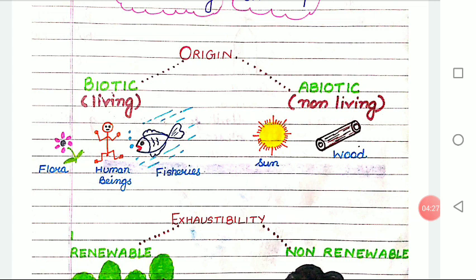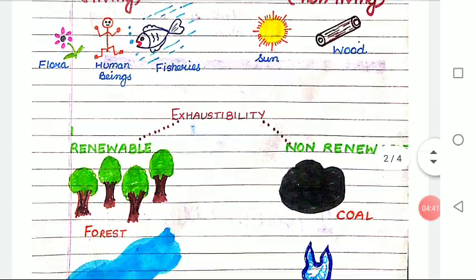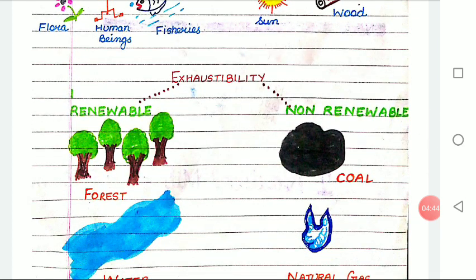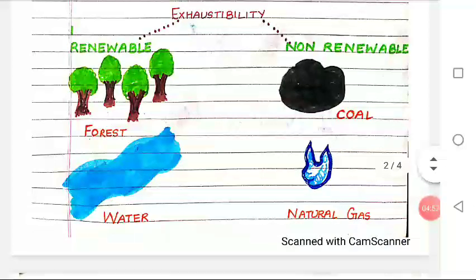On the basis of exhaustibility, resources can be categorized as renewable and non-renewable. Renewable resources can be renewed easily. We can use these resources again and again. For example, forest, wind energy, water, etc. Non-renewable resources take millions of years in their formation. Non-renewable resources like fossil fuels cannot be recycled and get exhausted with their use, for example, coal, etc.